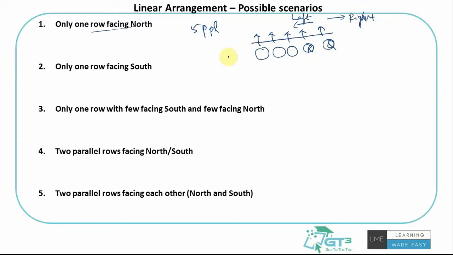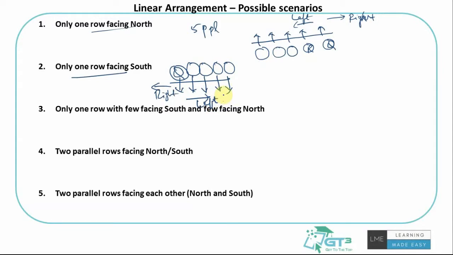So just understand, this would be the left and this would be the right for Q. Similarly, only one row facing south. There are 5 people, all of them are facing south, so I should be putting like this. I don't know who all are sitting in these 5 positions. Again, if Q is sitting here, there should be no one to the right of Q because Q is at the extreme end, and there should be 4 people to the left of Q. That is how the situation would be when people are facing south.